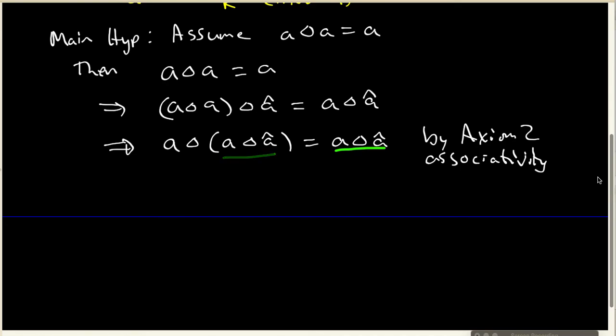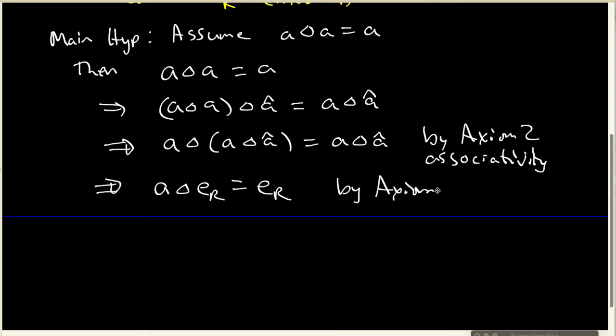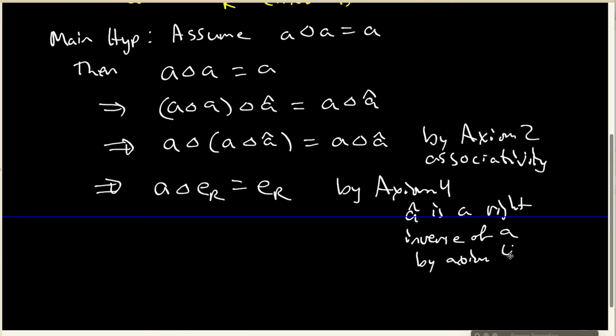Now what I want to do is realize that axiom 4 kicks in. The choice of how we defined A hat says that this expression here is equal to ER, and this expression is equal to ER. So the equation that we're currently looking at says that we have A triangled with ER is equal to ER, and I know that I can go from this step to this step by axiom 4. A hat is the right inverse of A by axiom 4.